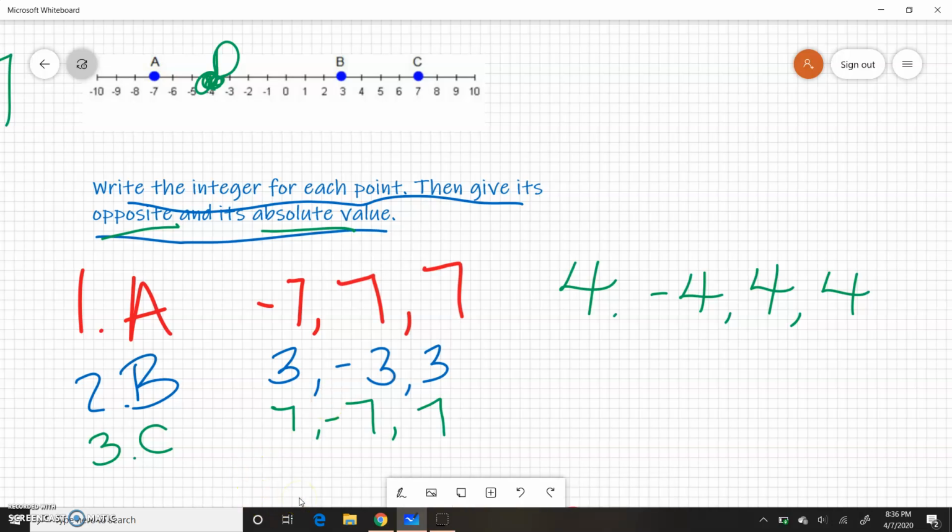Okay, and tomorrow we will start comparing and ordering integers.